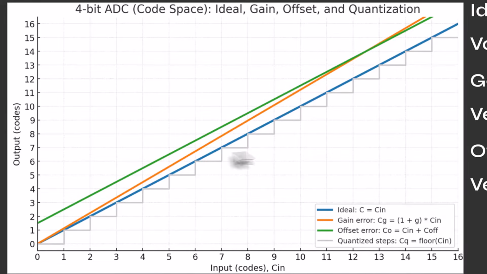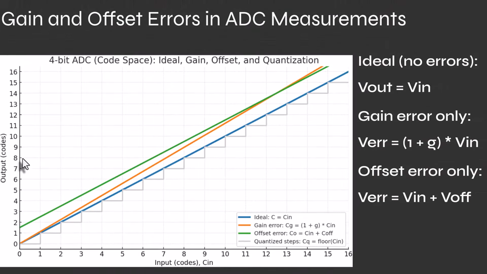We see these steps. These are the different quantization levels, and the blue line represents the ideal situation where there's no error. There's no gain, no offset error. So what happens here is whatever the input code is, 10, we'll get 10 out on the output code. Real ADCs are going to have error, and they're going to have gain and offset error. And often these are the most dominant types of error for the ADC, especially for DC measurements.